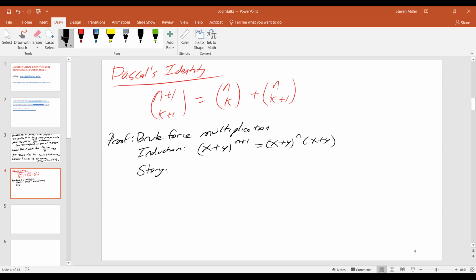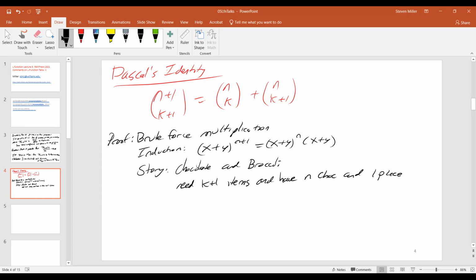So I need 2 objects, two collections, one that you like and one that you don't like. Anybody want to volunteer? Chocolate bars and broccoli. Okay, chocolate and broccoli. Okay, so imagine we need k plus 1 items, and we have n chocolate and 1 piece of broccoli. Oops, I'm sorry, it's not n plus 1 that we need.